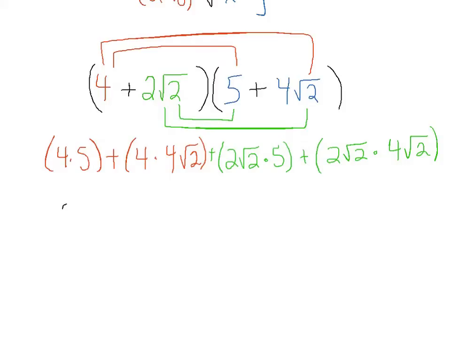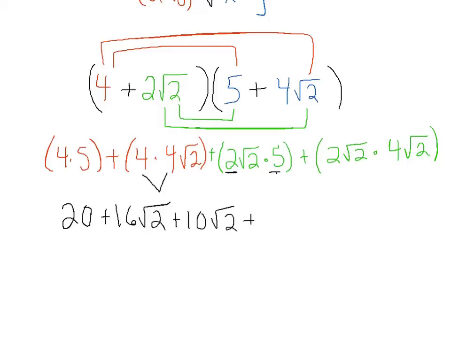So 4 times 5 is 20. And then I have 4 times 4 square roots of 2. So now remember, multiply the numbers that are on the outside together. So I have 4 times 4 is 16. And then the radical 2 square root of 2 just comes along. Again, now I go to the 2 square root of 2 times 5. Again, multiplying the numbers that are on the outside. I cannot take this 5 and put it underneath the radical. So it goes 5 times 2 is 10 square roots of 2.